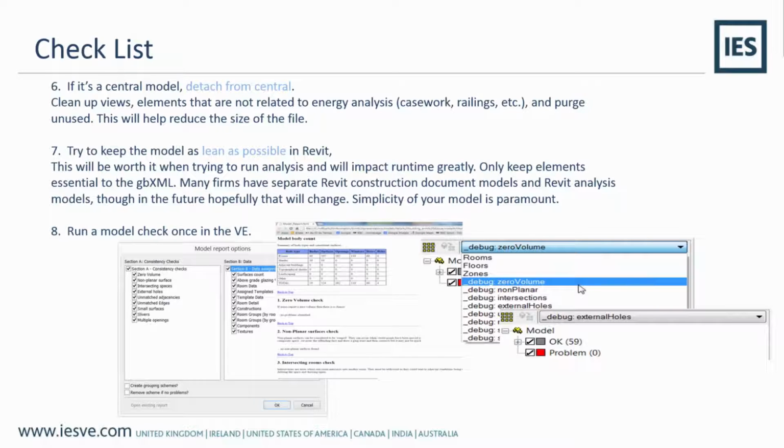So some final options here, you can detach the model from central. If you've got this linked to a main central file, this can speed up the process. One of the key things is keeping your model as lean as possible. As I've mentioned, if you can early on, or even as the design process develops, have as few additions.